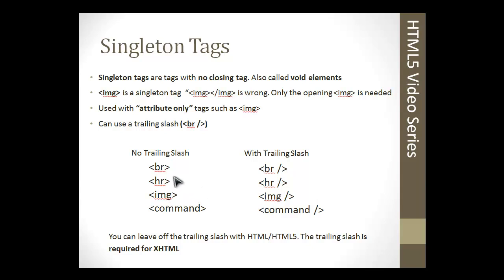And here we have some examples of tags without a trailing slash. We have the line break, the horizontal line, image, command. And this is what they would look like with the trailing slash. And once again, if you're using XHTML, which is not covered in this tutorial, this is how you would do it.